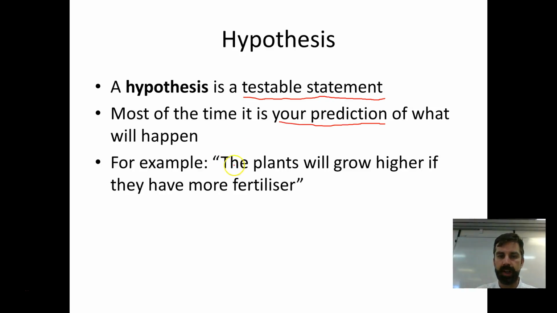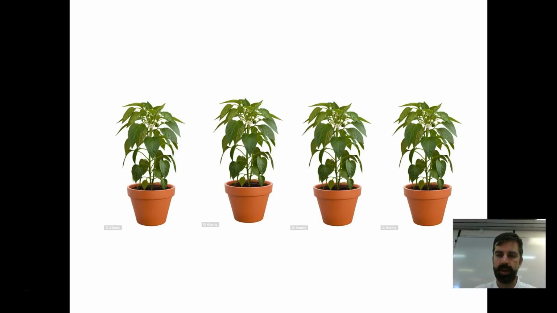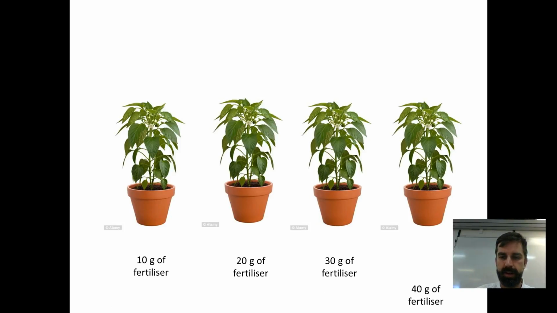So an example of a hypothesis is that plants will grow higher if they have more fertilizer. So if we add more fertilizer to a plant, it will grow higher. Let's think about that. Okay, so let's say I've got 4 plants and I decide to test that hypothesis. So what I might do is I'm going to put 10 grams of fertilizer in the first one, 20 grams in the second, 30 grams in the third, and 40 grams in the fourth.